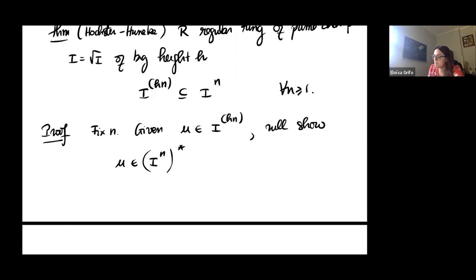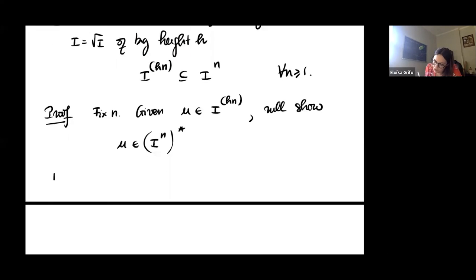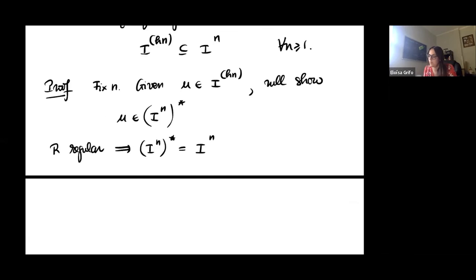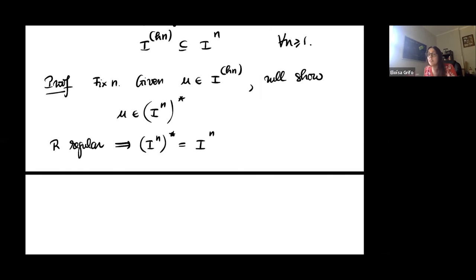And then, you know, R is regular. You've been talking about tight closure for months now. So I'm going to assume you know all these things, right? Your ring is regular, so it's weakly F-regular. And so all ideals are tightly closed. And so in particular, the tight closure of the power is just the power itself. And so by proving you live in the tight closure, you prove you are in I to the n.